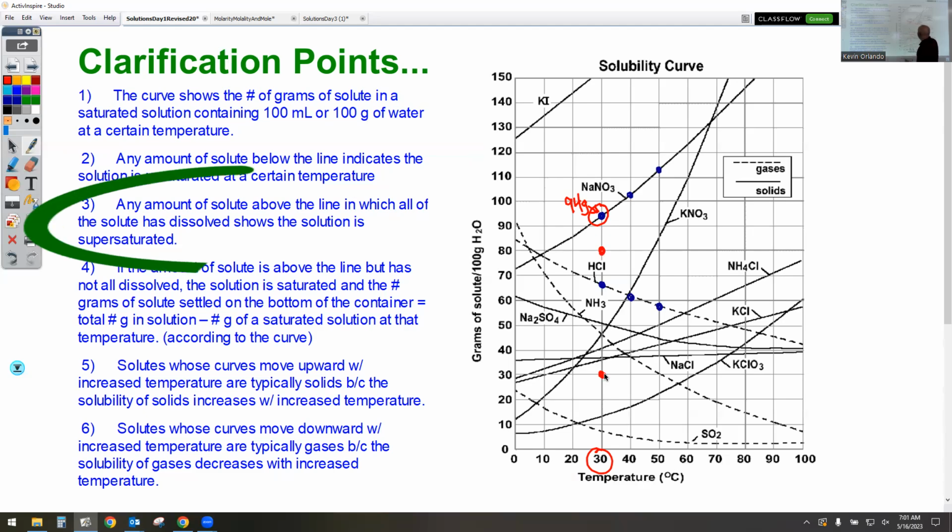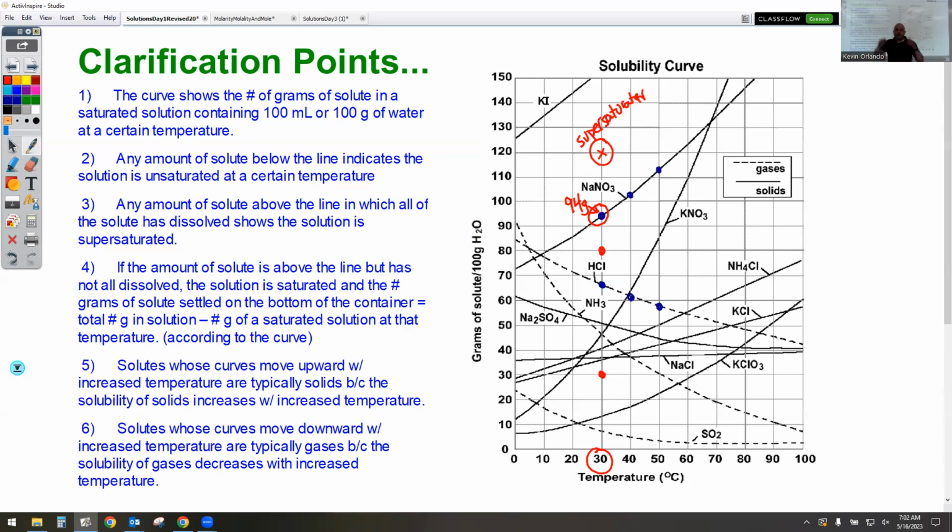nitrate. Now, if I went above that, let's say I was able to get 120 grams of sodium nitrate dissolved by first heating it up and then slowly allowing it to cool down without disturbing it, creating that supersaturated scenario that we talked about earlier. That's basically the only way that we can exceed the saturation point. So if we look behind me, if I was able to somehow get 120 dissolved without disturbing it, any point that's above the saturation point, like up here, would be considered supersaturated.